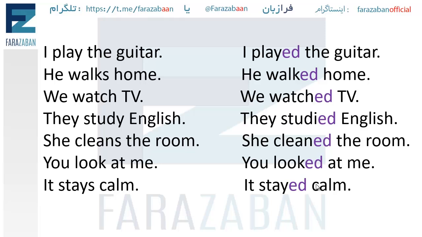As I told you, if you want to change a verb into the past form, add an ed to the end of the verb if the verb is regular. اگه میخواین زمان فعل رو به گذشته تغییر بدین، اگه فعلتون با قاعده است، فقط کافیه یه ایدی اضافه کنید بهش. این مثال هایی که دارید میبینید افعال با قاعدن: play, walk, watch, study, clean, look, stay.